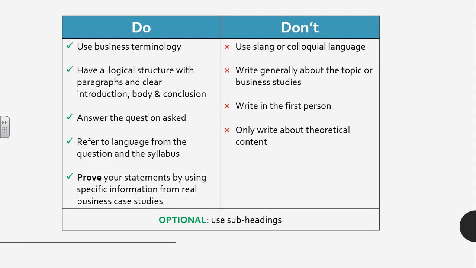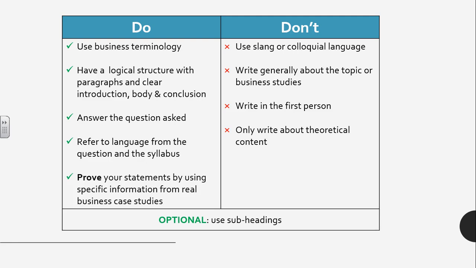On the right-hand side, you can see not to use slang or colloquial language. So don't talk about getting rich or making heaps of money. We use formal language. That's really important. And the third point there: don't write in the first person, things like I, or the second person, you. We write the business, or Apple, or Google.